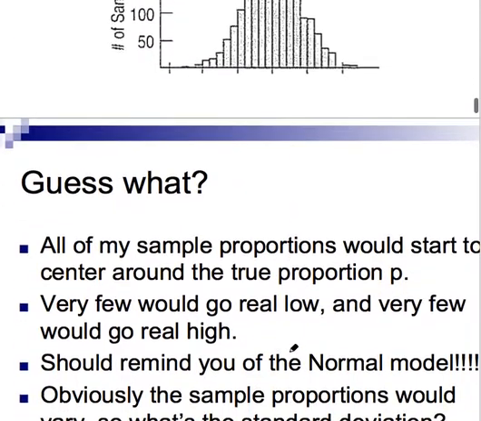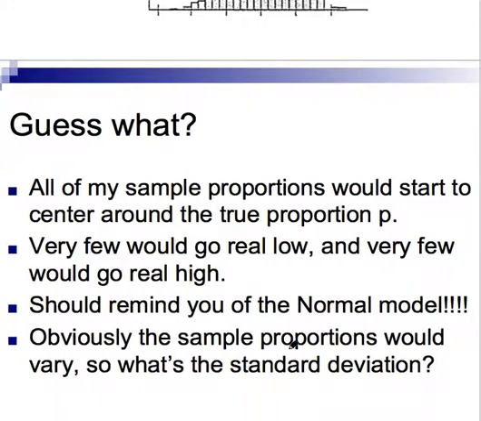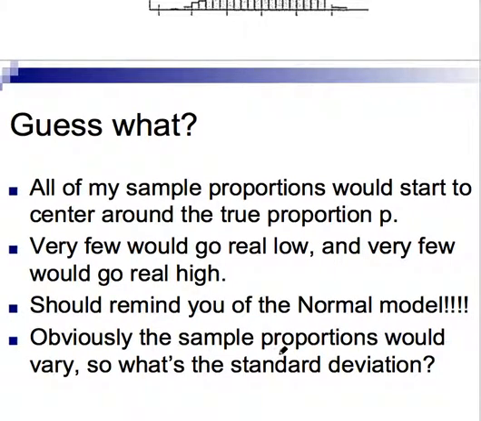Well, why does that work out? Okay, so all of my sample proportions center around that true proportion. The true proportion p is the mean in this case. It's the probability, that's why it's still okay to use a small letter p here. It's the probability that the people would vote that way.